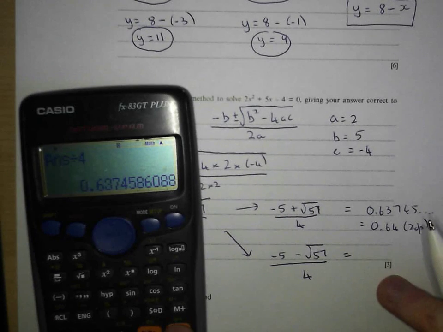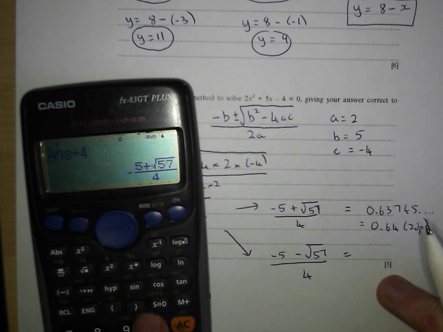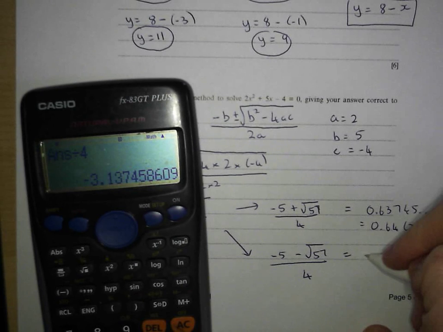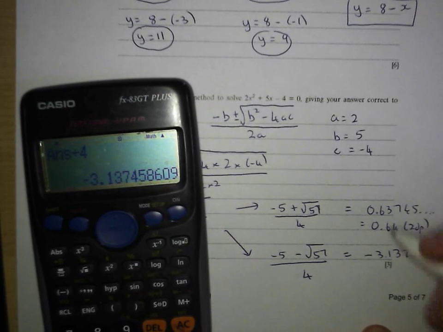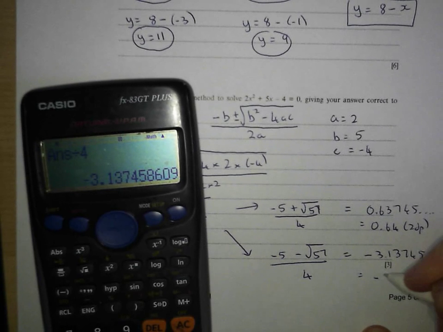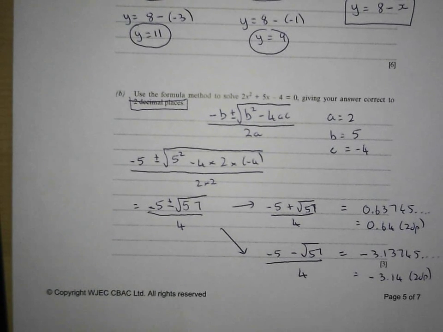So final one, we have minus 5 minus the square root of 57, press equals, divide your answer by 4, press your SD button, and I'm getting minus 3.13745... otherwise known as minus 3.14 to 2 dp. So there's a nice little bonus question for you there, not on simultaneous equations, but you've got to be on your toes in this exam.